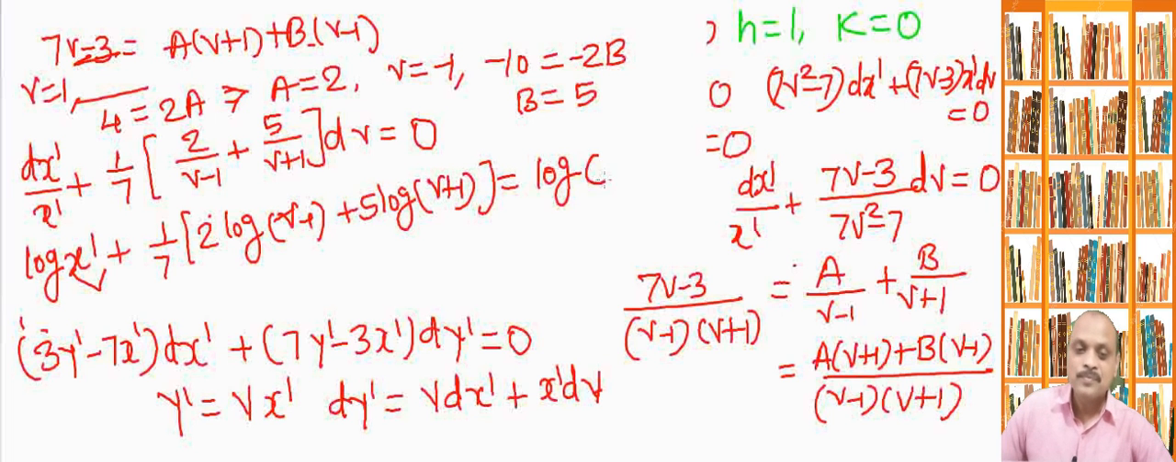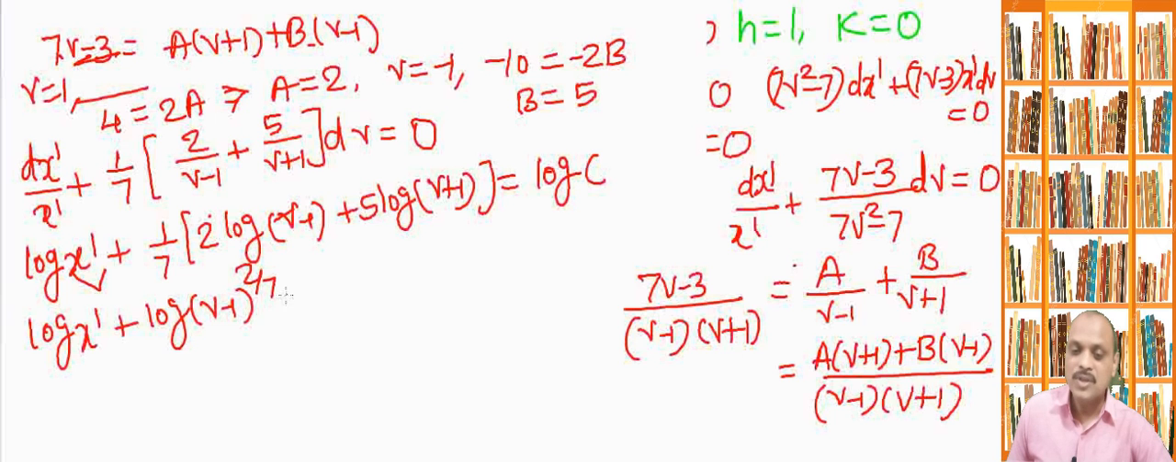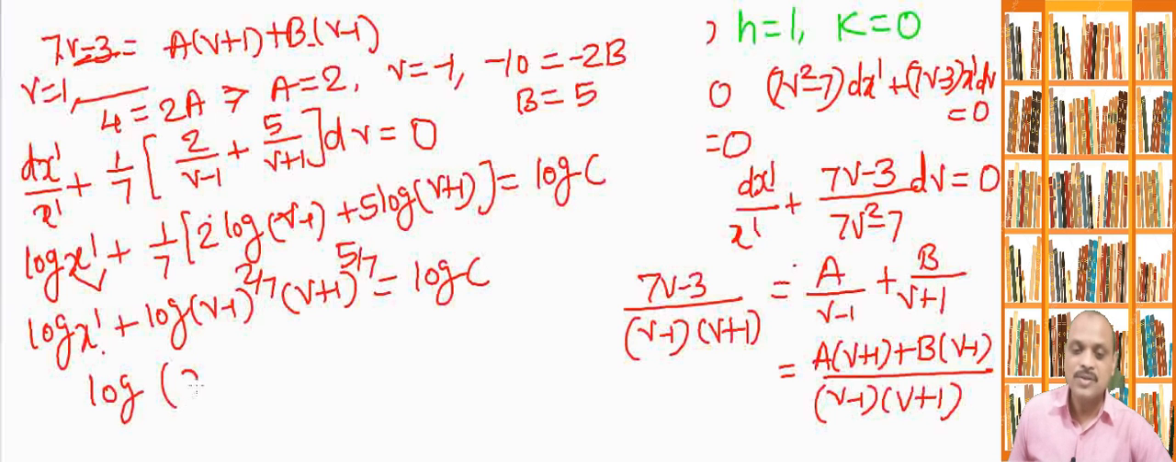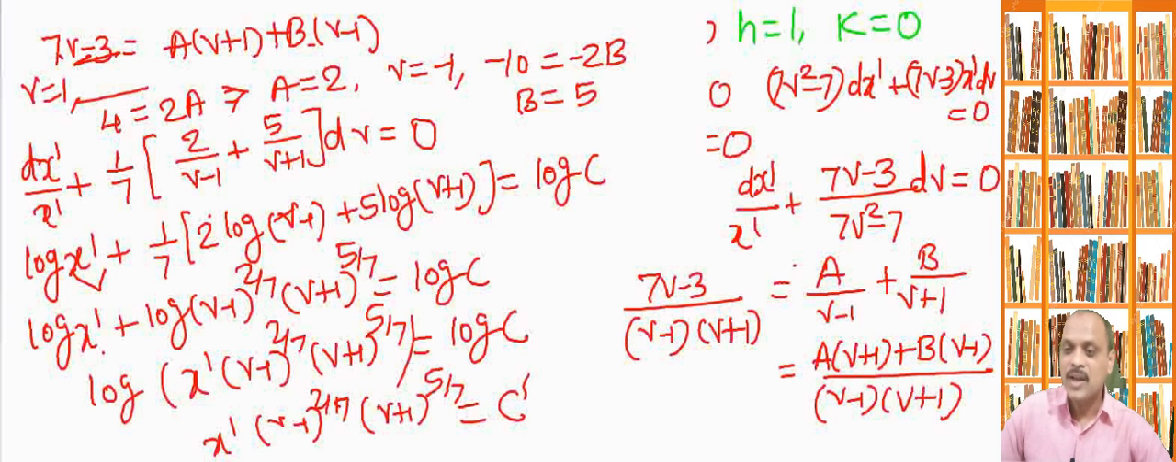So let us solve this. Log of x' plus log of (v − 1)^(2/7) and (v + 1)^(5/7) equal to log of C, or log of x'(v − 1)^(2/7)(v + 1)^(5/7) equal to log of C, or x'(v − 1)^(2/7)(v + 1)^(5/7) equal to C, right.